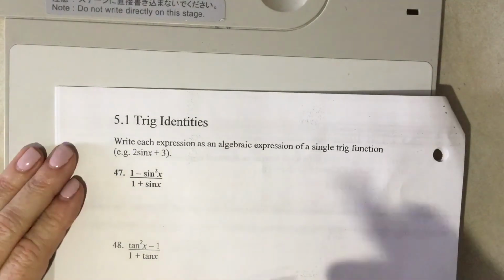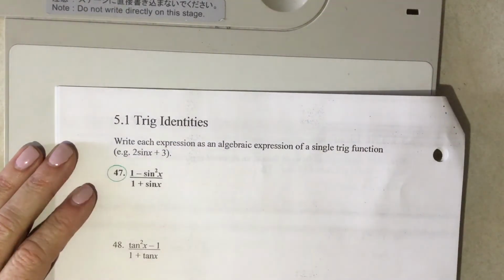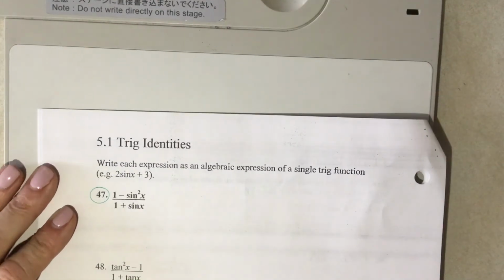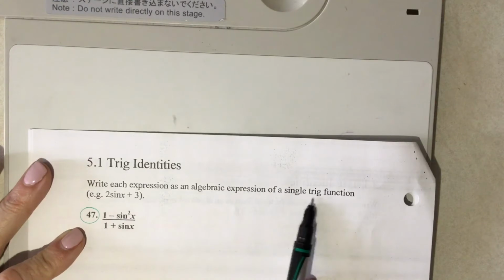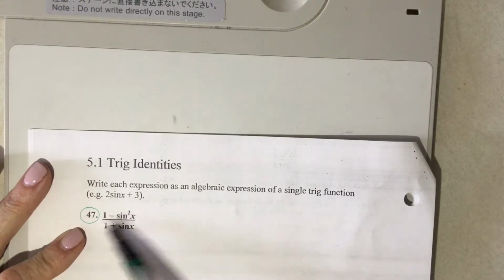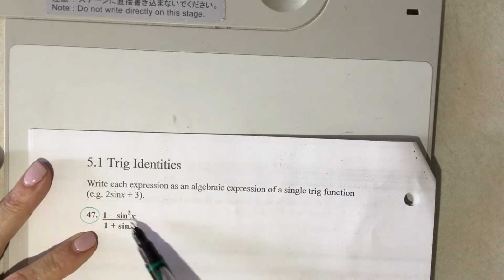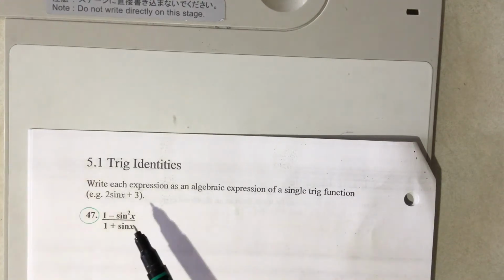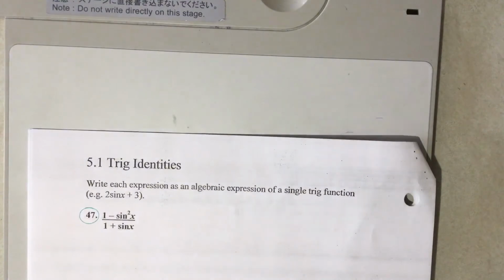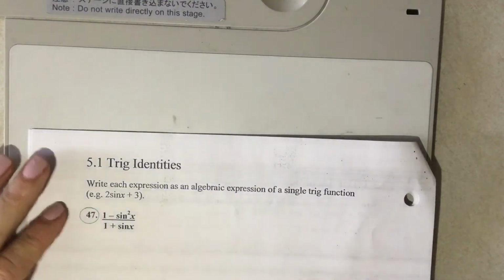Number 47. Now, we're still doing some factoring, and we're still writing into a single trig function. So I look at 47, and I've got sine squared, and I've got sine, so I'm good to go. They're both in the exact same trig function. But before we get started, I just want to remind you of another factoring that we had.